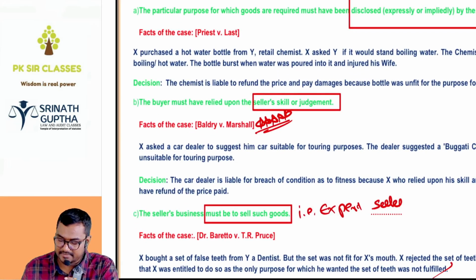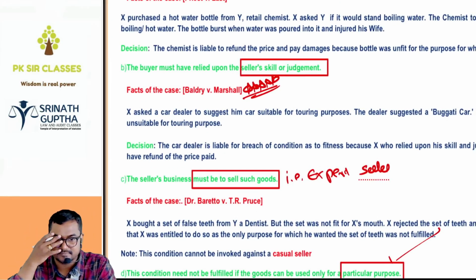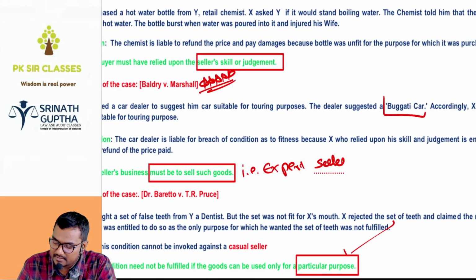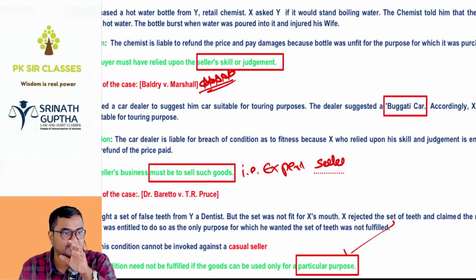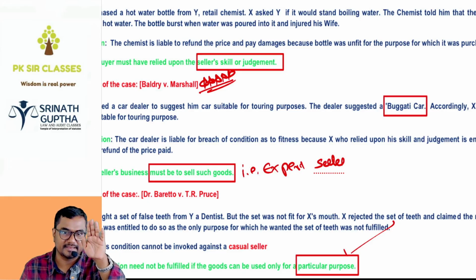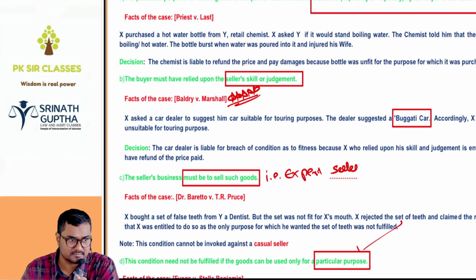So what was happening in this case law? One guy was traveling in the hilly areas. He said, I need a car which is suitable for the hilly areas. But which car is the dealer suggesting? A Bugatti, a sports car, unfit for traveling in the hilly areas. He is supposed to suggest an SUV, sport utility vehicle, like a Hummer or a Thar. Since it is a sports vehicle, unfit for traveling in the hilly areas, there is a breach of condition. This case was asked so many times.